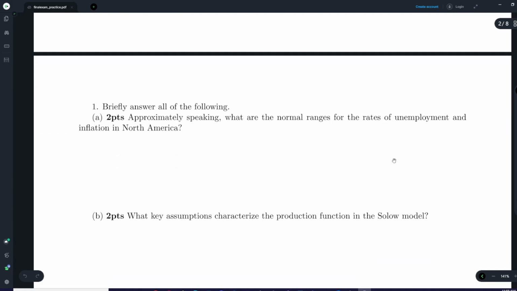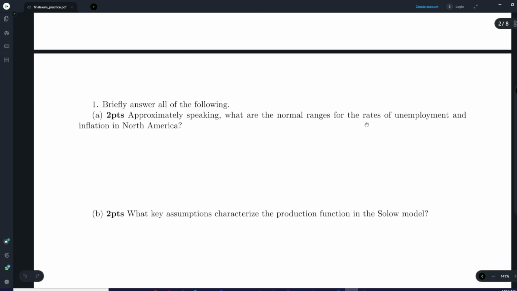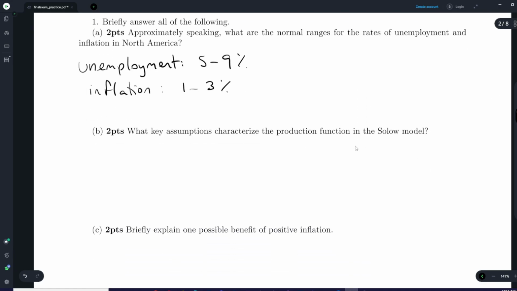So, first of all, we have a data question. What are the normal ranges for unemployment and inflation? Well, I would say that unemployment here would be something like, let's say, 5 to 9%, something like that. And inflation would typically be 1 to, say, 3%. That's maybe the normal range for inflation. Obviously, right now, inflation is running a little bit hot.